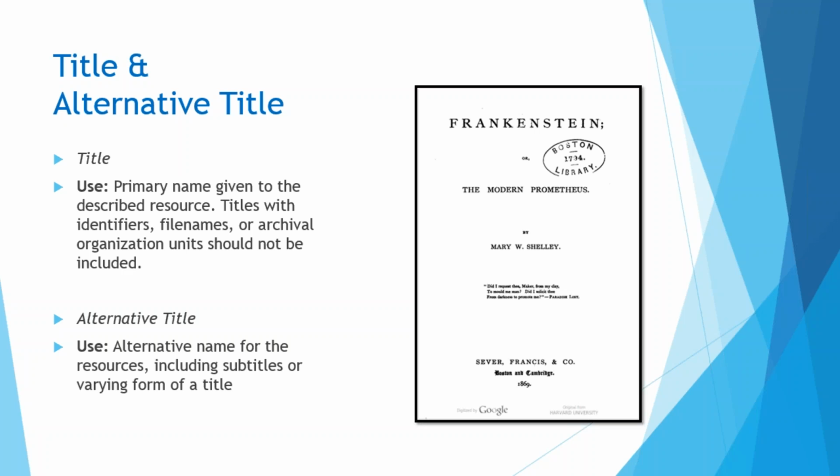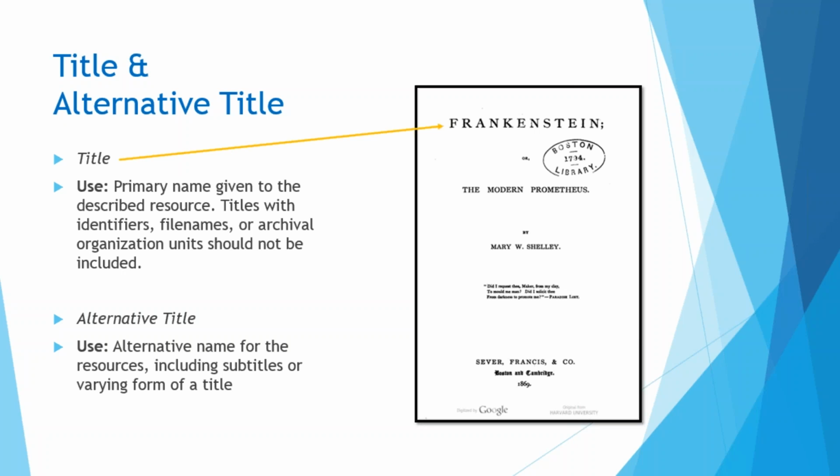There are many different ways of creating or assigning titles to digital resources, and it can be more useful to err on the side of too descriptive over too vague. For instance, in this example, the title of the text is Frankenstein. So you see that here.